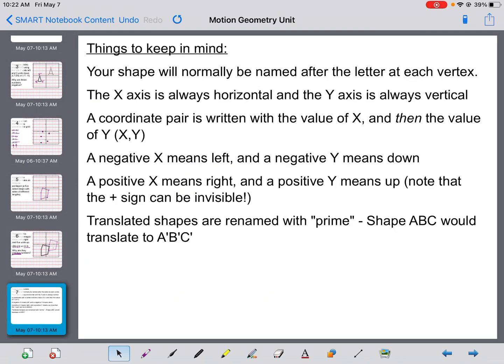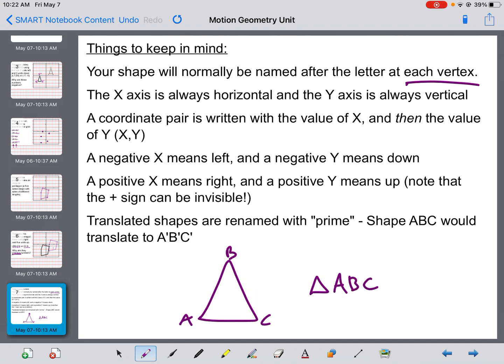Okay, so some things to keep in mind, and I'm going to answer some of the questions that I've just asked you as well. So your shape will normally be named after each letter at the vertex. Okay, so if you've got a triangle and you've got A, B, C, this will be triangle ABC. Okay, the x-axis is always horizontal, the y-axis is always vertical. Okay, a coordinate pair is written with the value of x and then the value of y. So it's always going to be xy. It's never going to be yx.